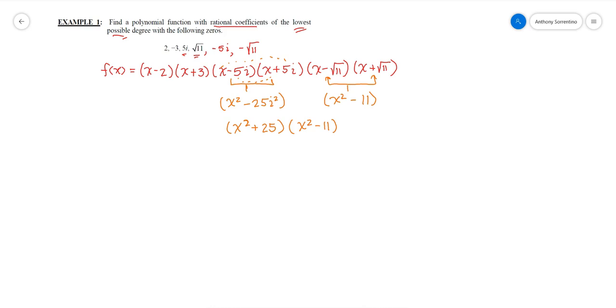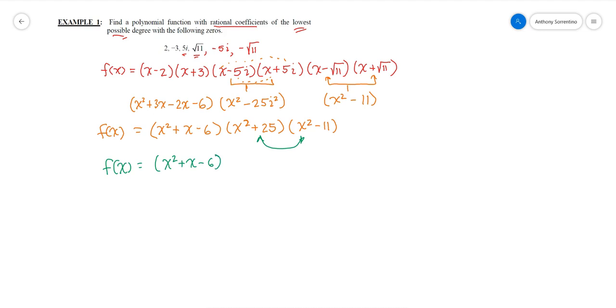If I multiply x minus 2 times x plus 3 through, I'm going to have x squared plus 3x minus 2x minus 6, which becomes x squared plus x minus 6. This one has 3 terms in it. The other ones have 2 terms. So I'm going to multiply these two together next because it's a little bit easier at that point. So I can rewrite f of x as x squared plus x minus 6.